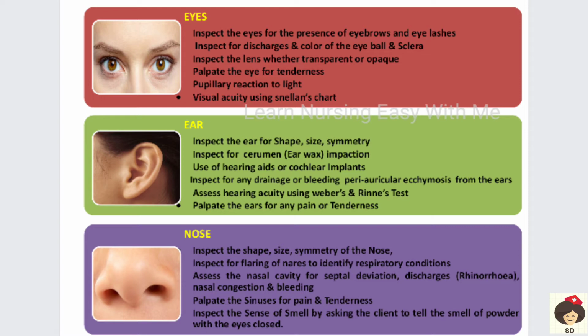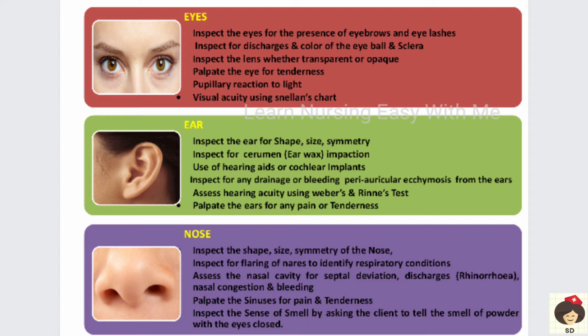And next, in the nose, you have to see the shape, size, symmetry of the nose. Again, in case of septal deviation or nasal deviation, the symmetry may change, and also with a congenital defect, there can be change in the shape and size. Okay, and in case the patient is having respiratory problems, there will be flaring of the nose, that is the nostrils will be flaring. And in the nasal cavity, you have to check for septal deviation, so that is, in between the two nostrils there is a bone called nasal bone, so that nasal cartilage can deviate to one side, that is called septal deviation.